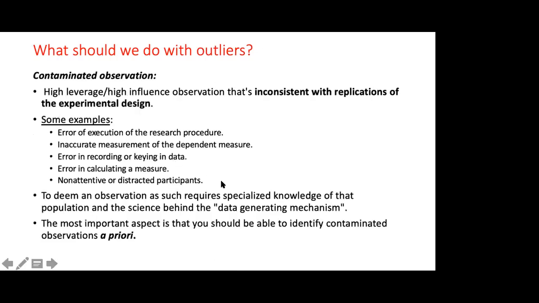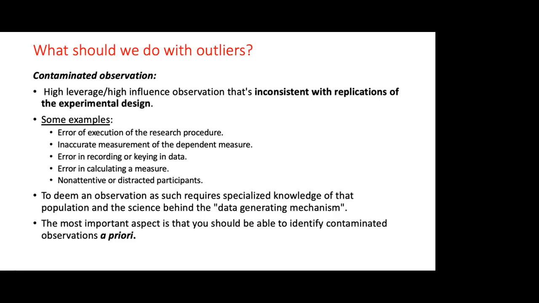All right. So if we have contaminated observations, then this is a highly influential observation that is inconsistent with replications of the experimental design. That means if we would replicate our study, we probably wouldn't get this observation again. So our regression model would change in the long run, right? That is something that wouldn't happen again, because it's like some unique error, some unique mishap.